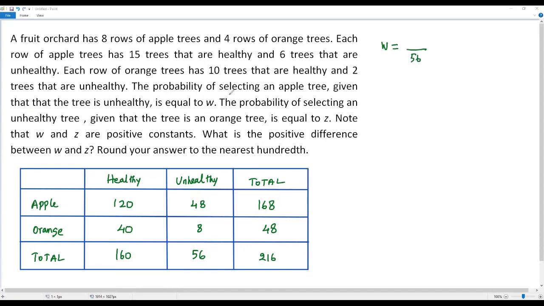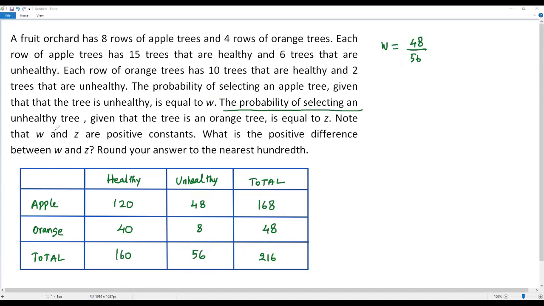Here we have the probability for selecting an apple tree. Since we have the probability of selecting an apple tree, now we have to consider the number of apple trees in these 56 unhealthy trees. In the 56 unhealthy trees, the number of apple trees is 48. So this 48 should be written in the numerator. So this is the probability given over here, that is, the probability of selecting an apple tree given that the tree is unhealthy. Now let's consider the other information.